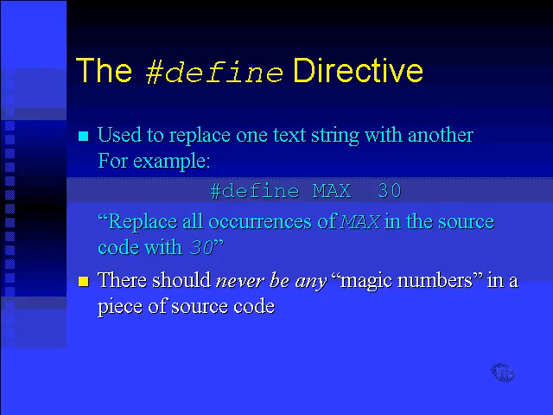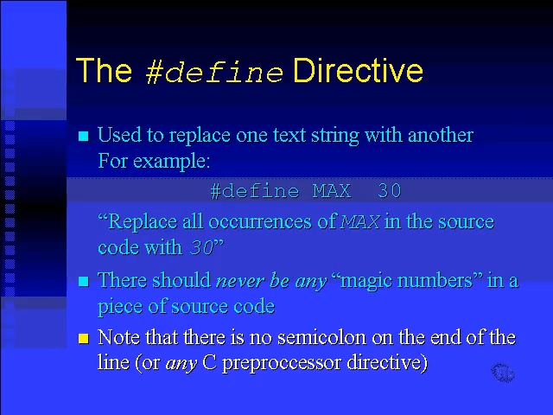Okay, before I do, just note that you don't have a semicolon on the end of this line. There's no semicolon after the word 30. In fact, there's no semicolon on the end of any line that begins with a hash. Any line. Because it's not really a C statement. It's part of the C preprocessor, and the C preprocessor doesn't care about things like that. It doesn't have anything to do with the semicolons on the end of regular lines. It can't be thought of as a regular line of code. It's a special line of code that has to do with the C preprocessor.